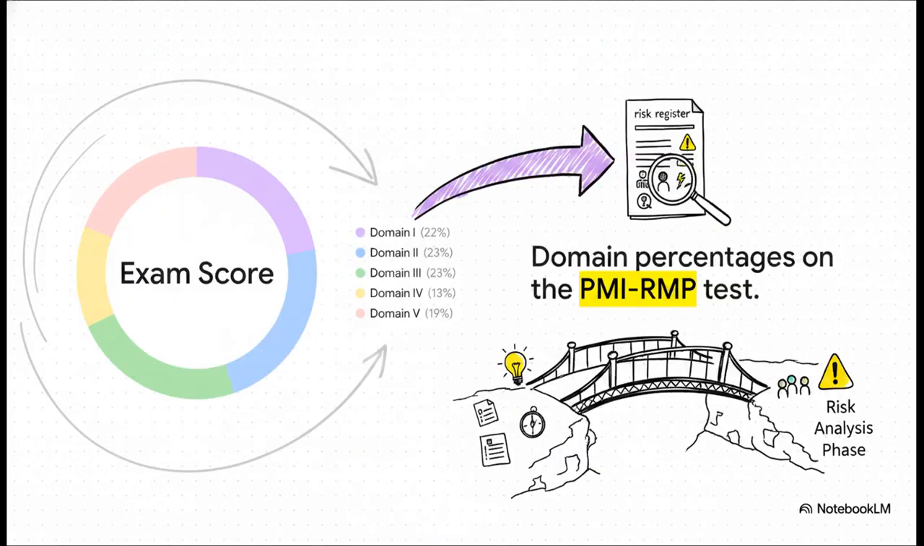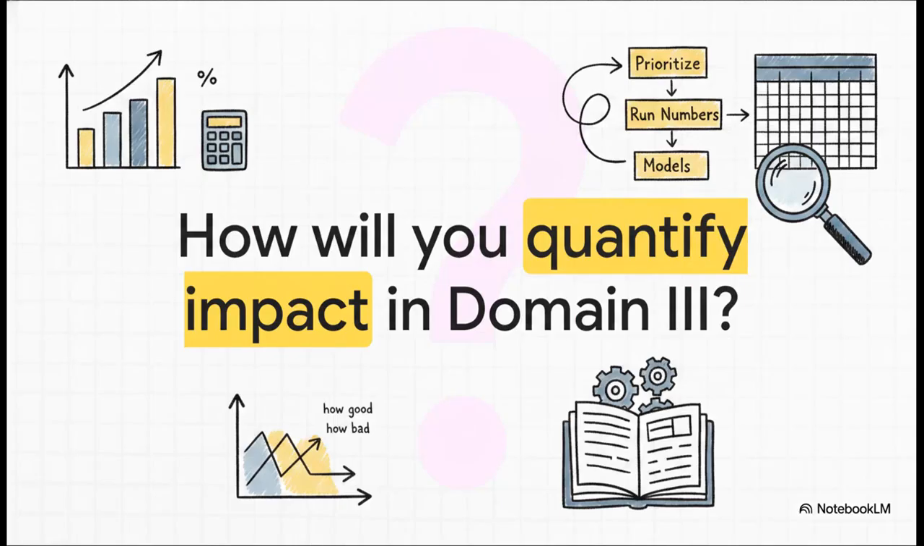So, stepping back and looking at the big picture, you can really see how perfectly this 23% bridges the gap from our initial strategy in Domain I directly over to the risk analysis phase. We set the rules of the game, and now we've executed our identification exercises and populated the register. We've gathered the suspects and mapped out the warning signs. I'm going to leave you with one final provocative thought.